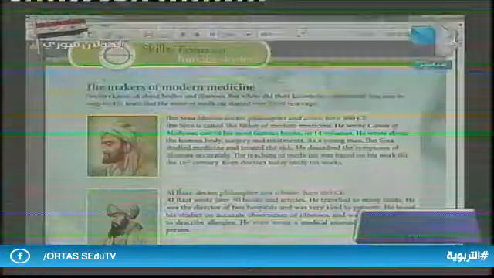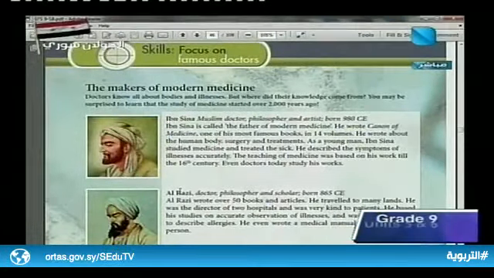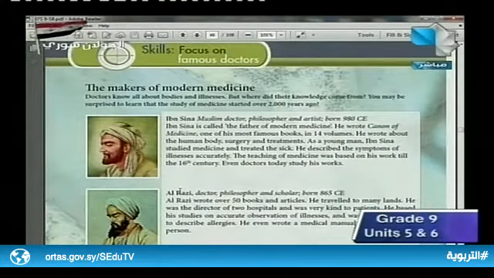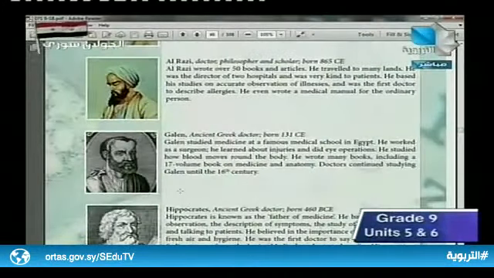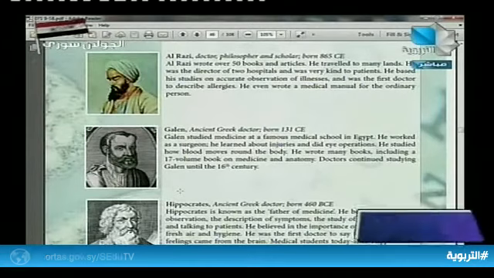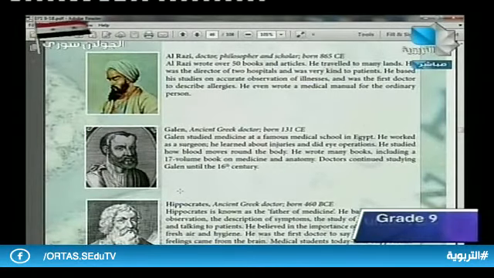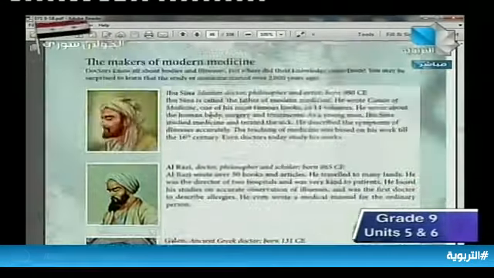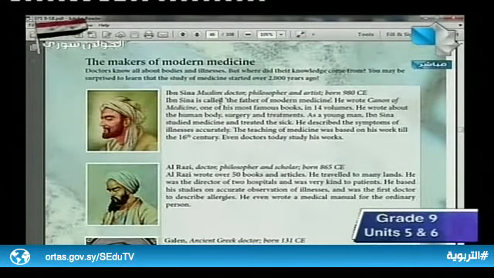Now, when we go on to page maybe 44, here, page 44, we can see a number of texts about, let's say, a number of scientists. Ibn Sina, for example, Al-Razi, and we have Galen and Hippocrates, the ancient Greek doctor. Now let's talk about Ibn Sina. What was or who was Ibn Sina?